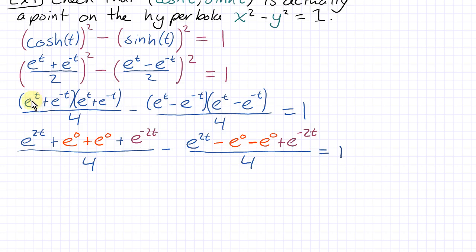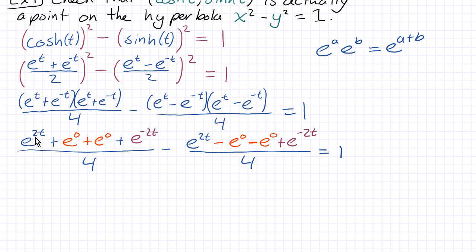So first, if you do e to the t times e to the t, let's just remember that if you multiply e to a power times e to a power, that's the same as adding the exponents, just a reminder of that rule there. So doing t plus t gives you this term here.